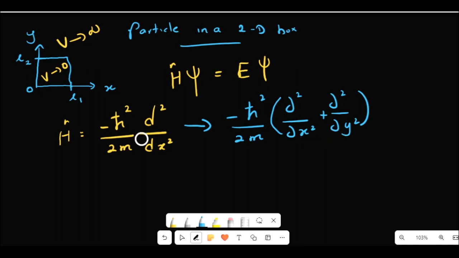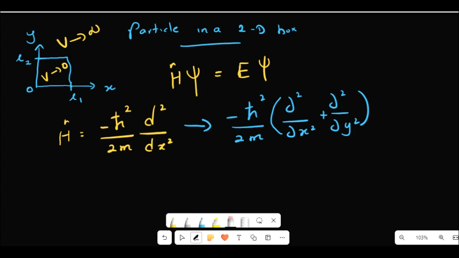And now because this has two dimensions, we cannot use d, instead of d we use del, right? It's just the same thing. This and this both are the same thing, just the representation is different. Don't mind that. So let's move on.